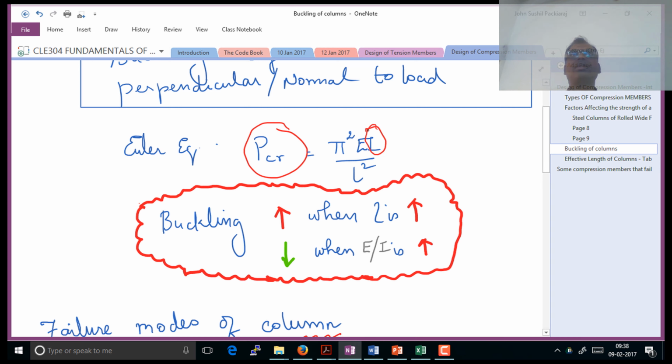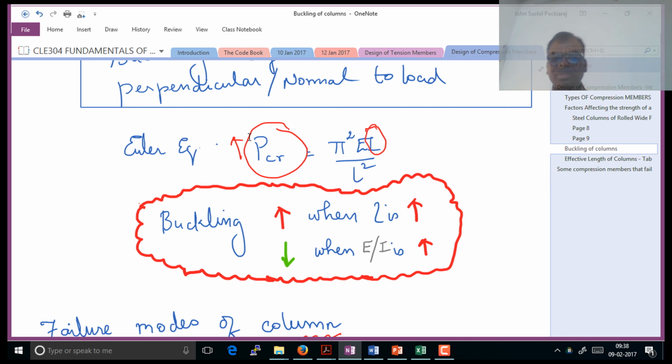I. Okay, PCR is the ultimate load, the crippling load, which the column can take. If I increase the length, PCR may be a constant, but the height at which it happens might increase. So when the height increases, the only parameter which I can play around with is I, because E for steel is constant, 2 into 10 power 5, you cannot change that. Of E and I, the only parameter in the control of a designer is I.